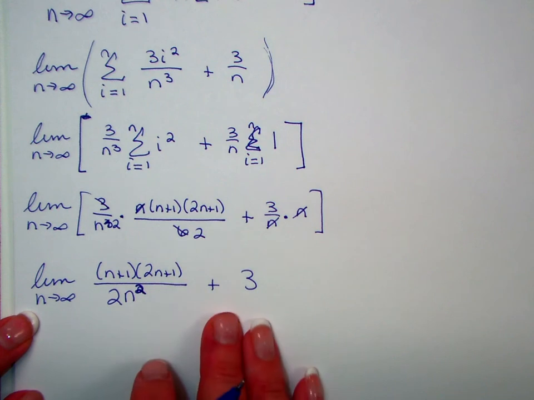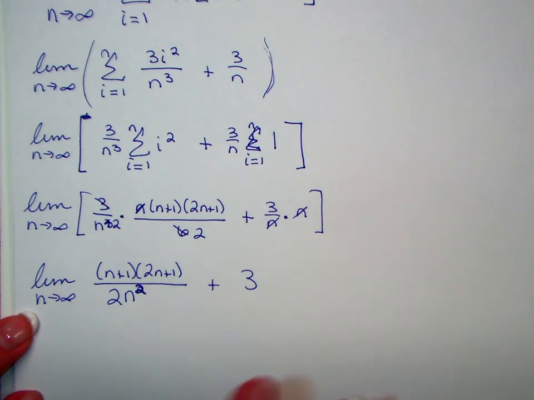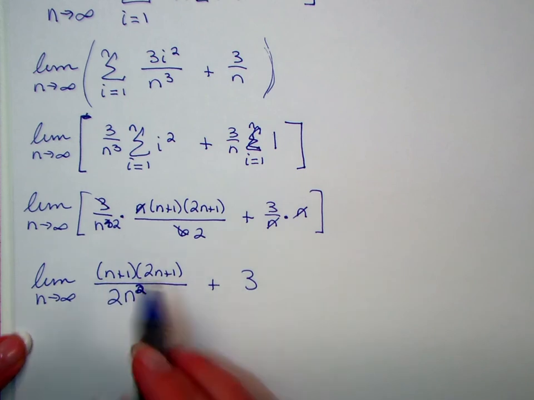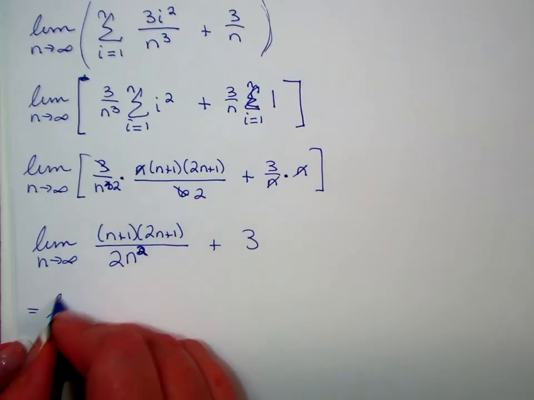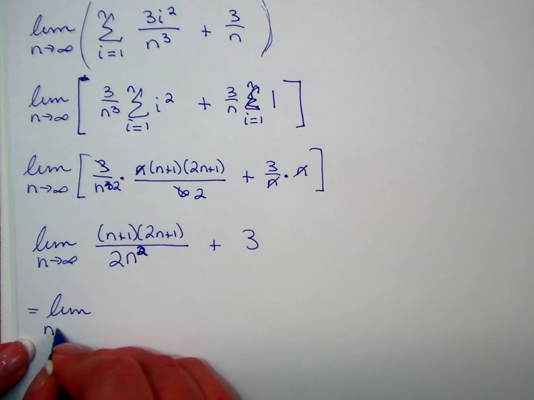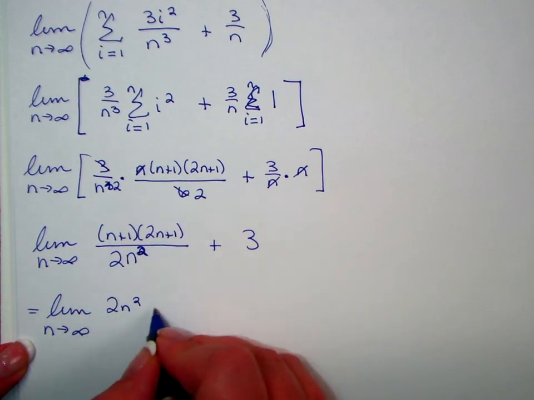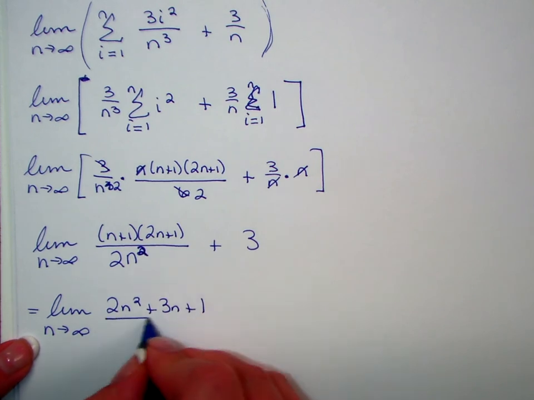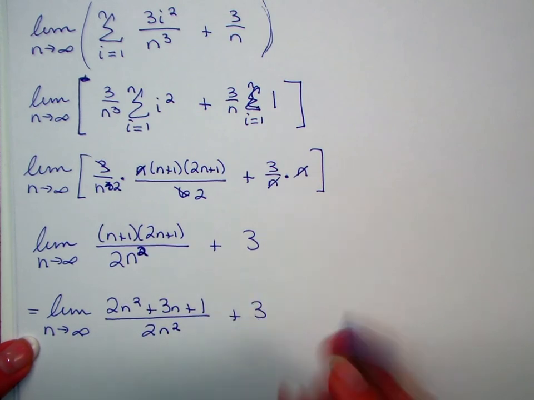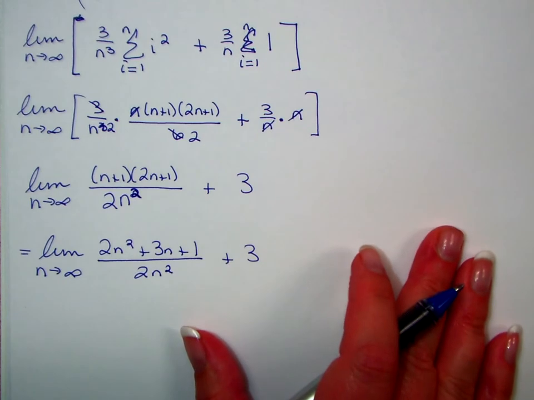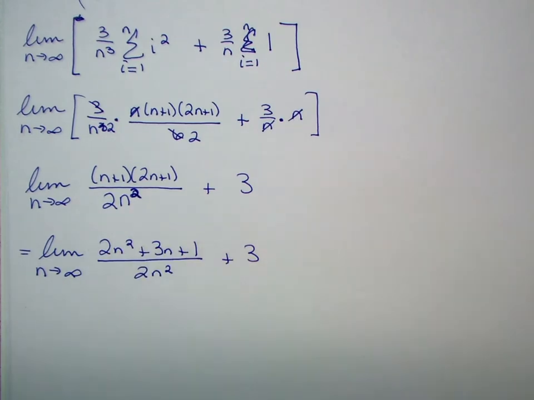And I want to take the limit of this now. I'm not going to bother getting a common denominator here. We just want to take the limit. So let me multiply this out. The limit as n goes to infinity. If I distribute the top, I'm going to get 2n squared plus 3n plus 1 all over 2n squared. And then we're going to add a 3 to that, and we're taking the limit of all of this.